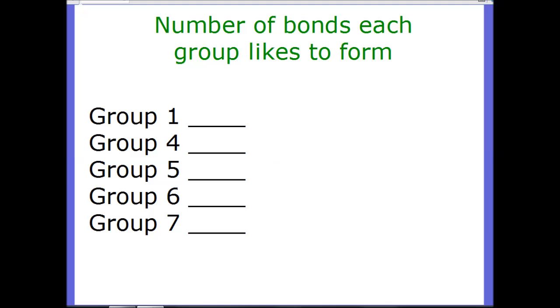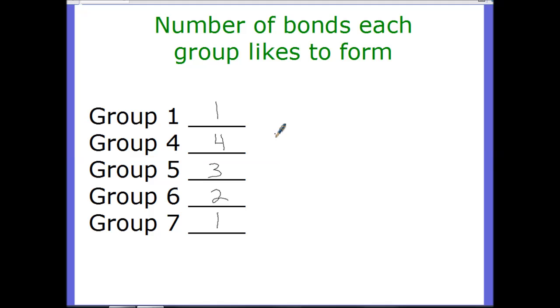Alright, and this might help you out just a little bit. These are the numbers of bonds that the groups like to form. For group 1, it loves to form only one bond, just like hydrogen. Group 4 likes to form 4 bonds. Group 5 likes to form 3 bonds. Group 6 likes to form 2 bonds, and Group 7 likes to form 1 bond.